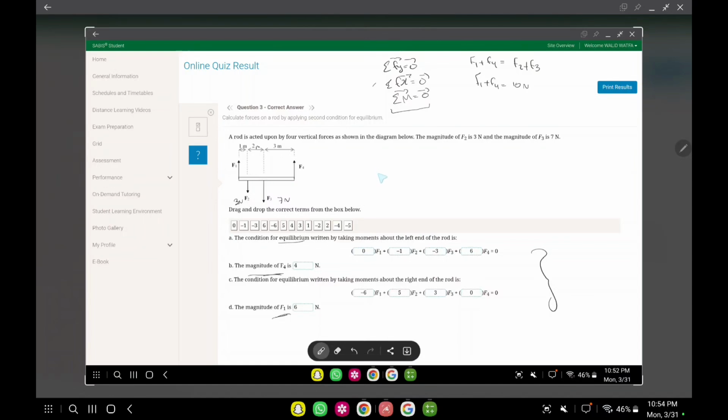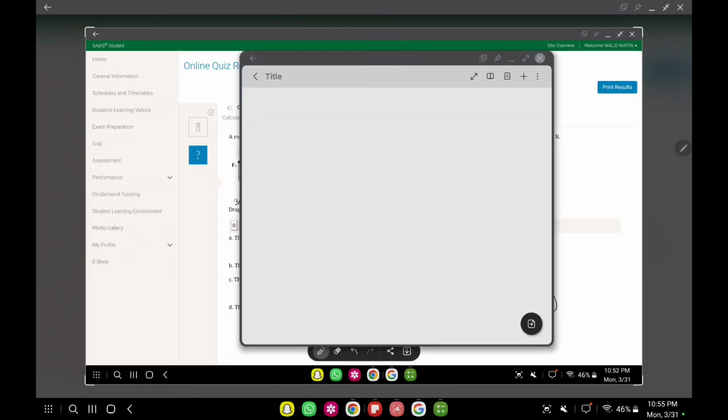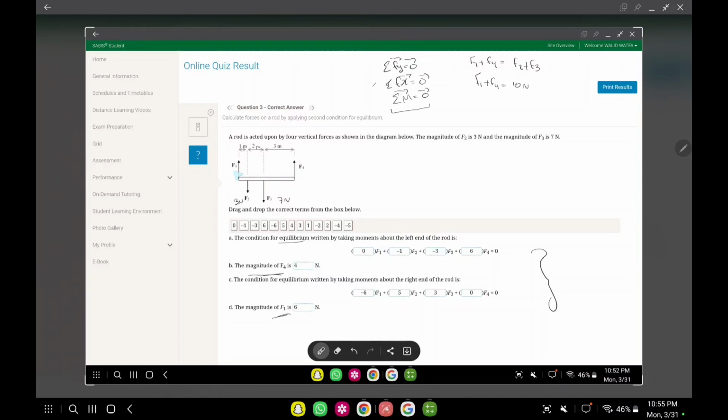But how do they teach us to do it? They teach us to take the center of rotation on the point where you don't know the force. So I don't know F1 or F4. So I'm either going to take my center of rotation at F1 or I'm going to take it at F4. Why am I doing this? Because how am I going to solve if I have two unknowns, F1 and F4? When I do sigma M equals 0, I'm going to end up getting one equation with two unknowns in it.